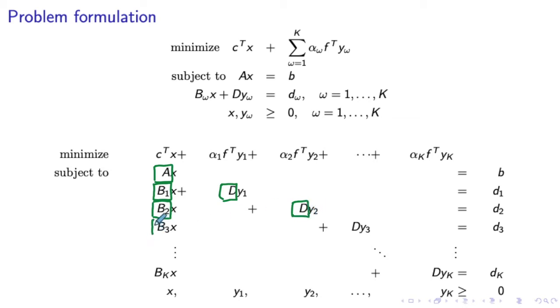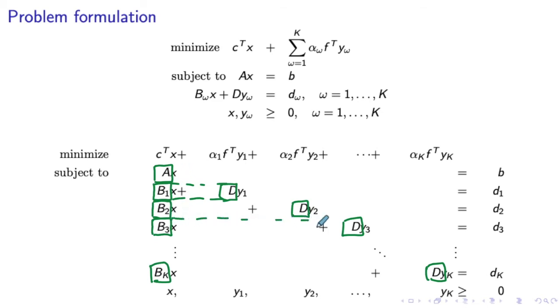Then similarly for the third scenario, we have matrix B3 here and D here. And finally for the last scenario, we have BK here, D corresponding to YK. And actually, if we look at this structure, we see that removing the part corresponding to the first stage variables, we have this block diagonal structure to our problem. And in fact, if I connect these blocks corresponding to the same row, we have this L-shaped structure, as we call it.